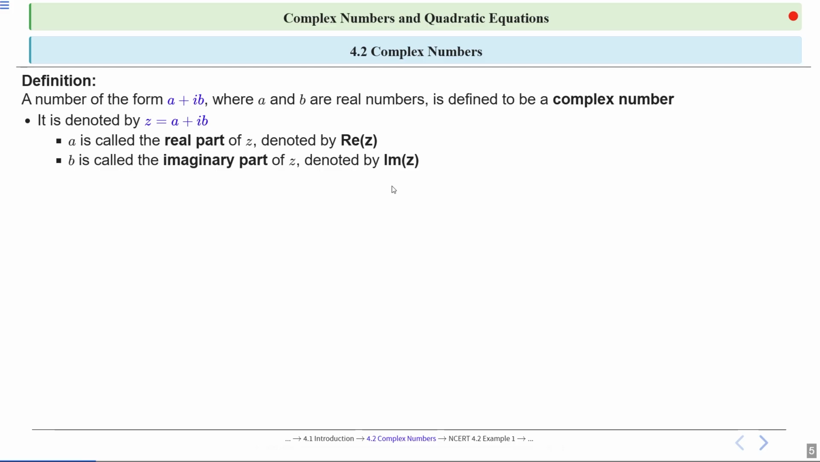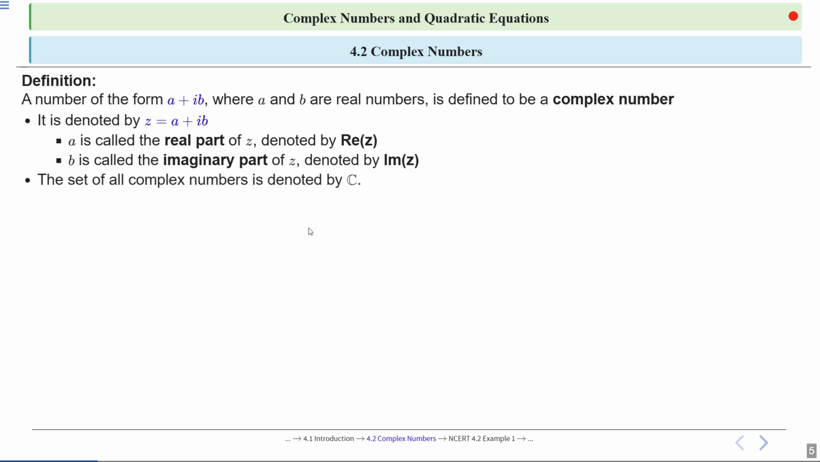The value b in z equal to a plus iota b is called the imaginary part of z, and we write this as im of z, imaginary of z. For example, if z equal to 3 plus 4 iota, then the imaginary part of z is 4. So remember, the imaginary part is just the number multiplying iota, not including the iota itself.